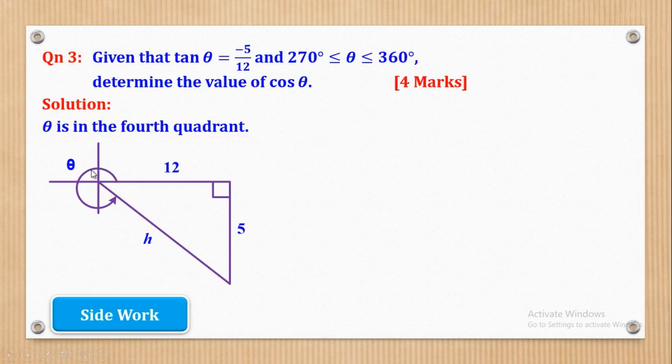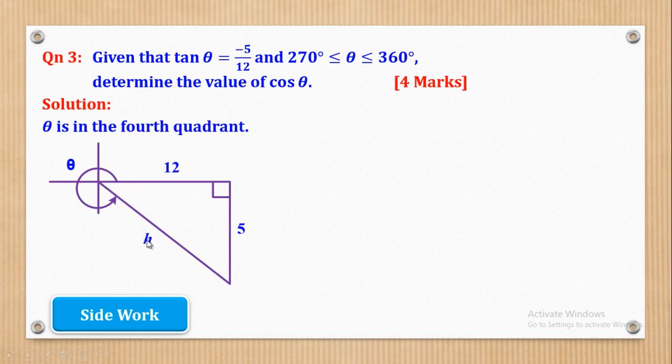Next, we shall draw our right angle triangle. Remember, tan is equal to opposite over adjacent. So if I look at this angle, it means that opposite will be this, which is 5. Adjacent will be that, which is 12. Now this will be our hypotenuse, let's call it a letter H. And now that we know this, we have drawn this right angle triangle.